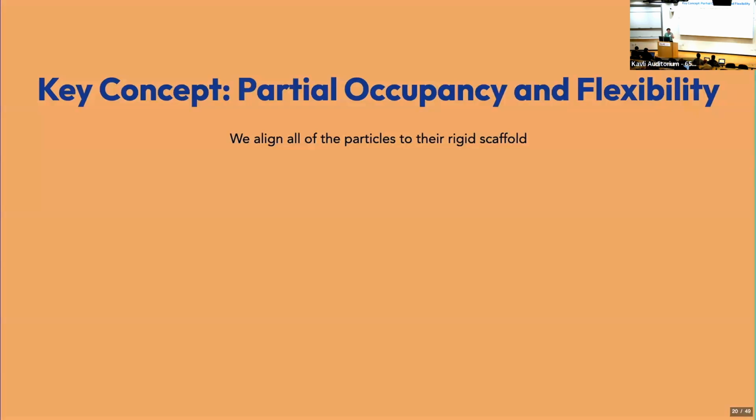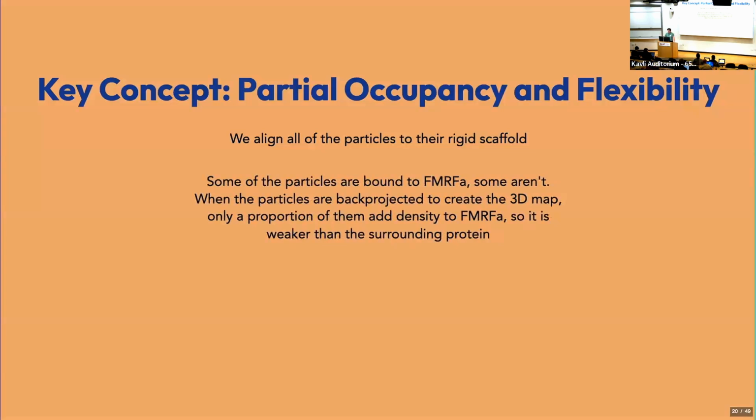So what's happening is we align all the particles to that rigid part, the part in the middle of the channel that doesn't change very much. And then some of the particles are bound to ligand and some are not. So when we back project the particles to make the 3D map, all of them contribute to that strong scaffold in the background where we get that really nice resolution. But the thumb is a little bit weaker than the surrounding density and it's kind of blurred out. And in addition, only the particles that have FMRFA there will add density to that FMRFA part of the map, right? So if only half of your particles have the ligand, the ligand will have only about half the strength. And then of course, if the ligand doesn't bind very tightly, it'll also move a little bit in the particle.